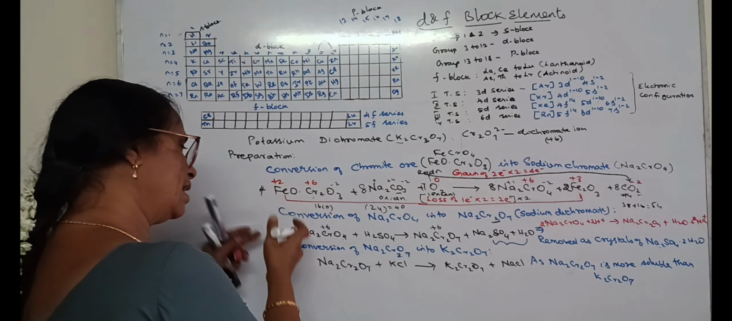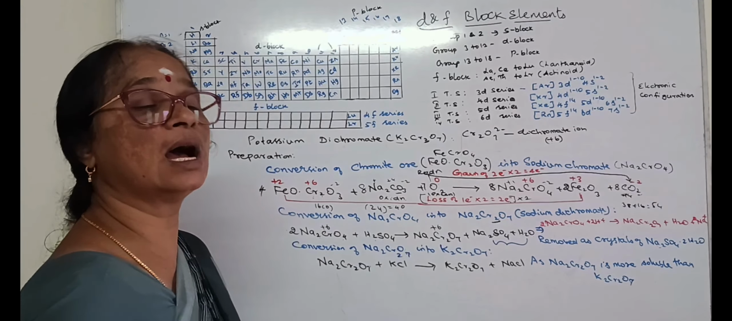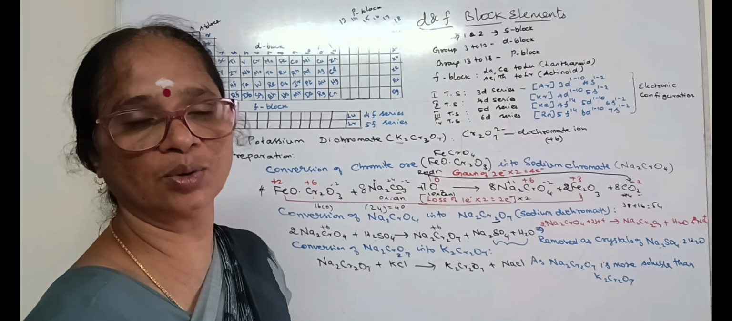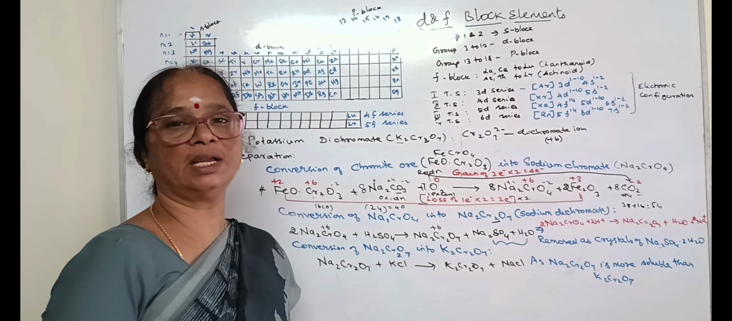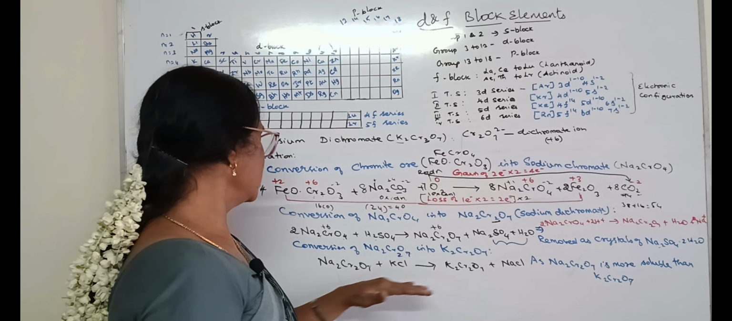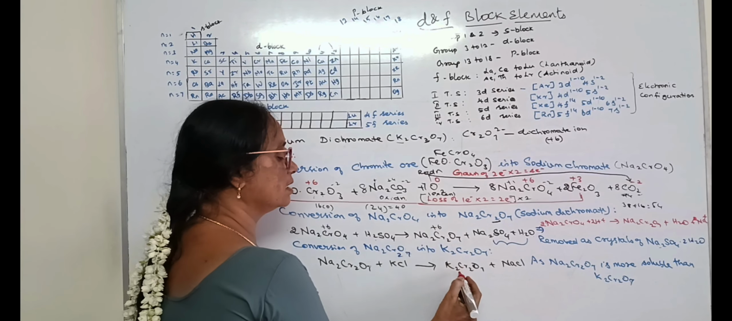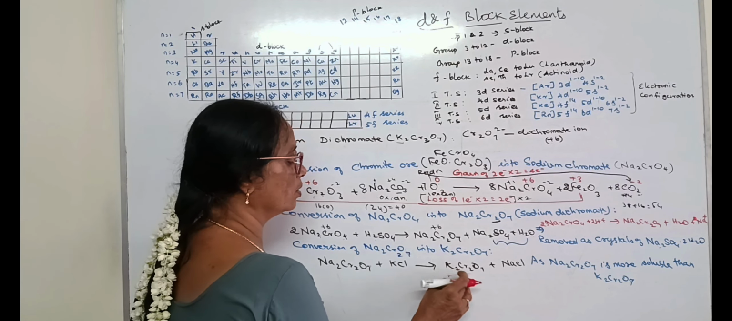So we can write even the molecular reaction, or it can be written in the ionic form of equations also. Nothing makes a difference. Okay, that's all the preparation of potassium dichromate. Upon the crystallization of sodium dichromate, we will get orange crystals of potassium dichromate compound.